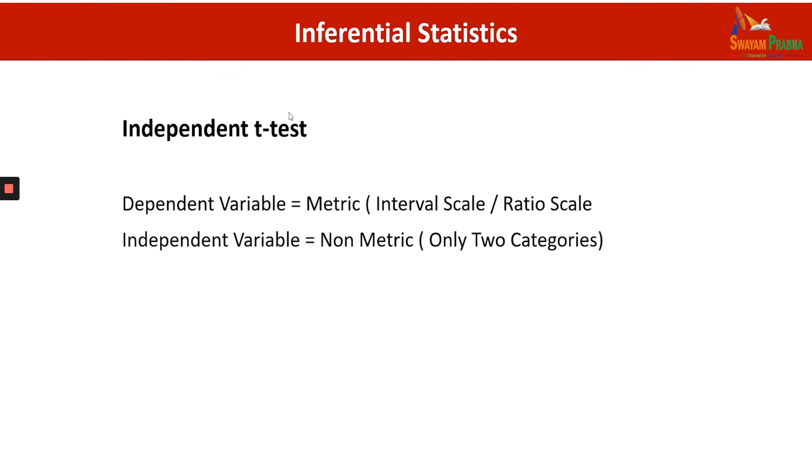You can apply the independent t-test when your dependent variable is metric. Now see, it is different from chi-square. There we always talk about non-metric variables. But in the case of the t-test, our dependent variable is metric, meaning it is on an interval scale or a ratio scale. And our independent variable is a non-metric variable, and remember one thing here, it is applicable when the independent variable has only two categories. If it has more than two categories, then we have a different tool for this purpose.